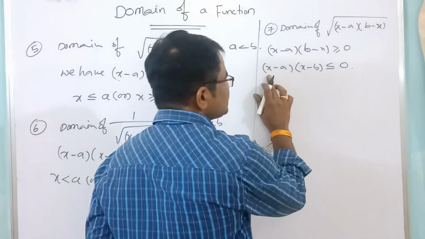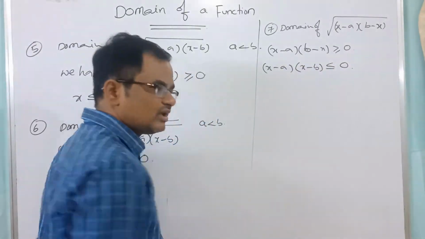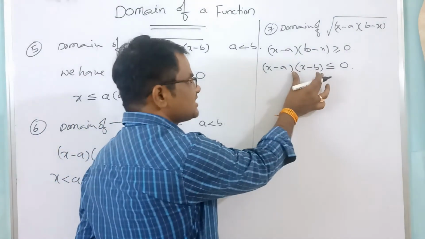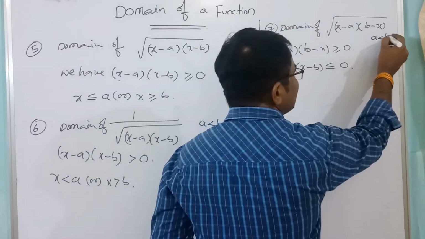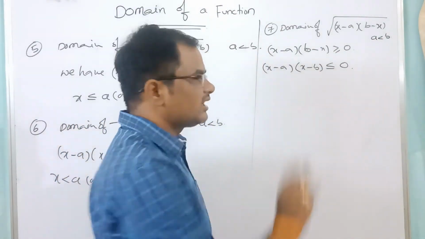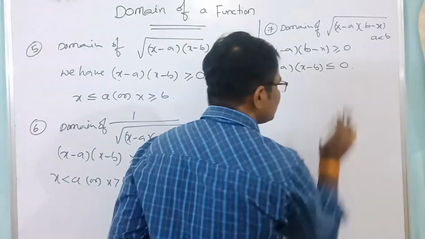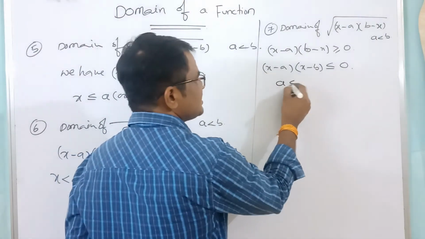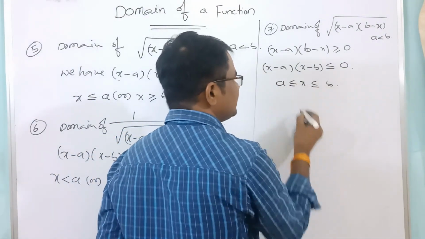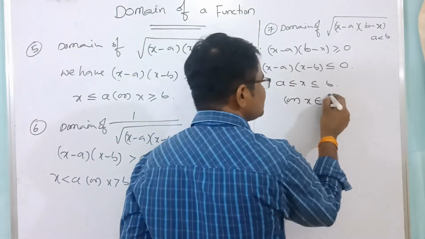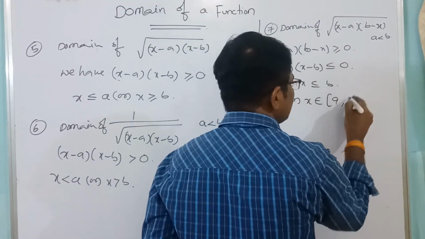Now take one note: whenever (x minus alpha)(x minus beta), when a less than b, or you can take a number line also, (x minus a)(x minus b) less than or equal to 0. So a less than or equal to x less than or equal to b, or you can write x belongs to the closed interval a comma b also.